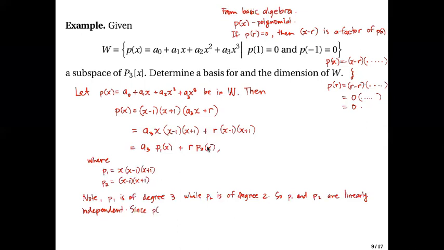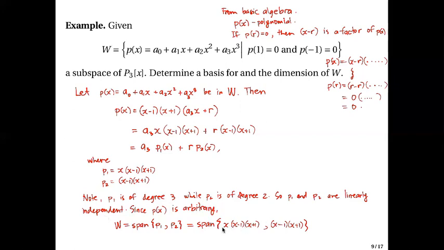So since P of x is arbitrary, W becomes span of P1 and P2. And let us write those P1 and P2. So our P1 is x times x minus 1, x plus 1, comma, P2 it's x minus 1, x plus 1. So this part here has two elements only, P1 and P2, and we are looking at the span, okay? And these two elements here are linearly independent.